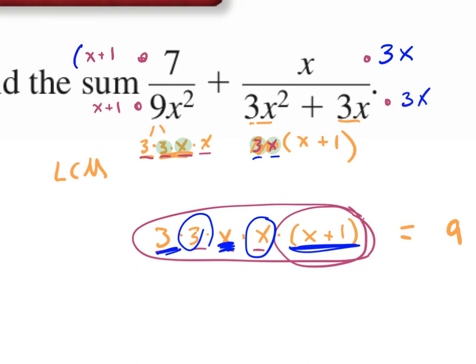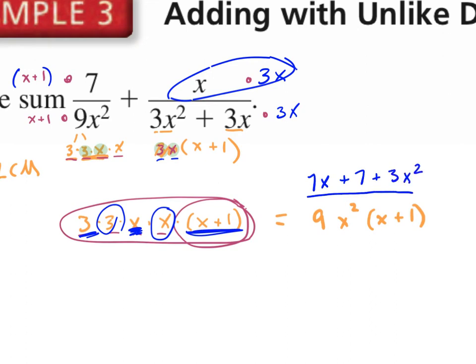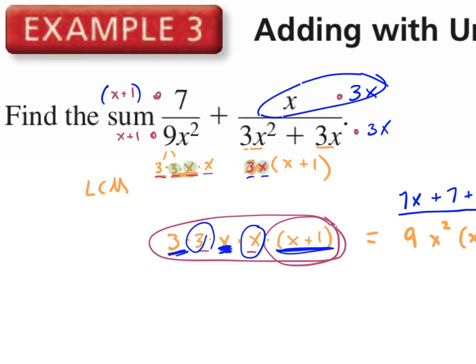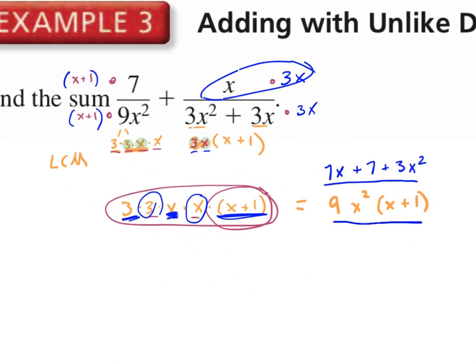Now when multiplying 7 times x plus 1, we have to make sure we distribute. So this would be 7 times x, which is 7x, and 7 times 1, which is 7. And then here we have x times 3x, which would be plus 3x squared. And then we see on the denominators here, by multiplying 9x squared by x plus 1, we're turning it into this. By multiplying 3x times 3x squared plus 3x, we're turning it into this. So that's how we have to get our denominators to be the same.